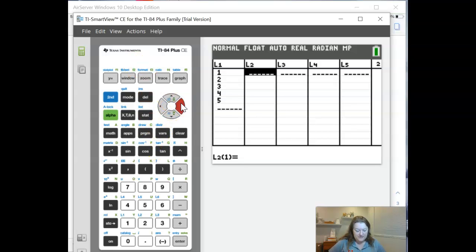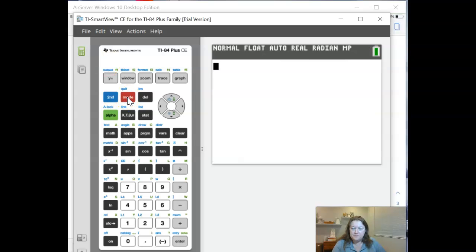All right, so up here I'm going to write in all the probabilities. So the probability of having one person in the house was 0.07. Next one was 0.2, 0.5, 0.2, and 0.03. Okay, all right, so I've got them in the list. I'm going to go back to my main screen by pressing second quit.